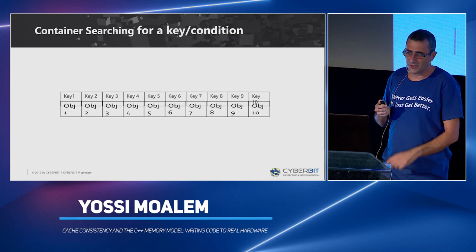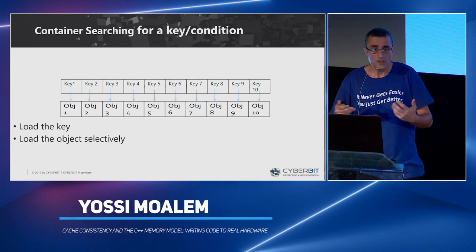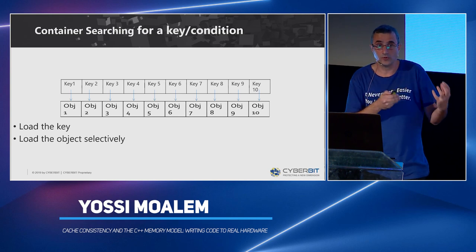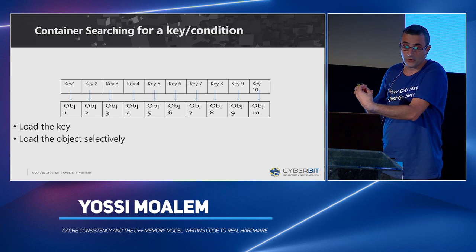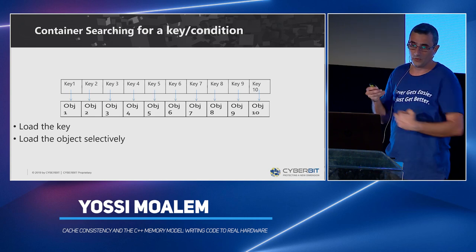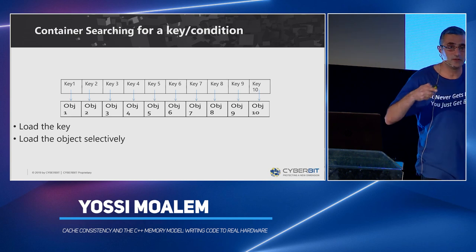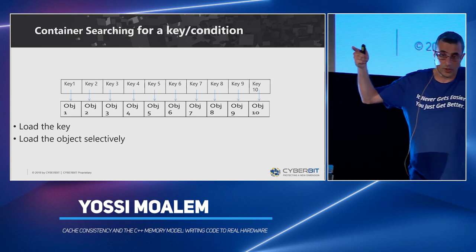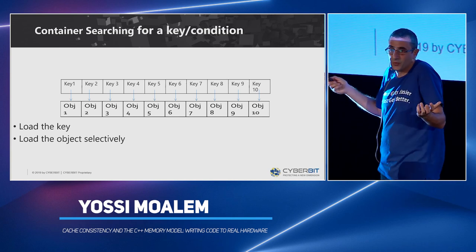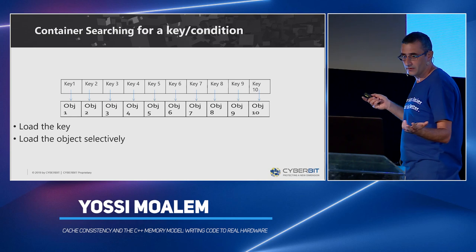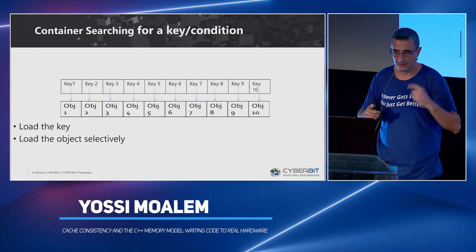But if instead we just take the key out, we'll just load the keys, just the information that we need. And whenever we need to operate on the object, only then we'll load the full object. When we're iterating on an object that has a lot of booleans, and we're just checking a boolean, it's like the worst that we can do. We're loading a full cache line just for one bit.